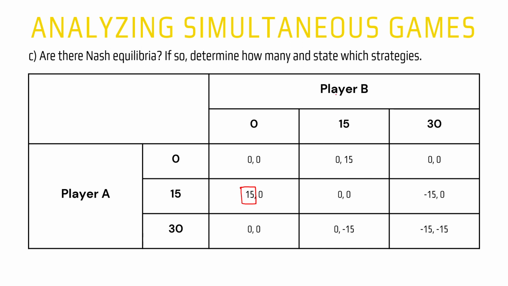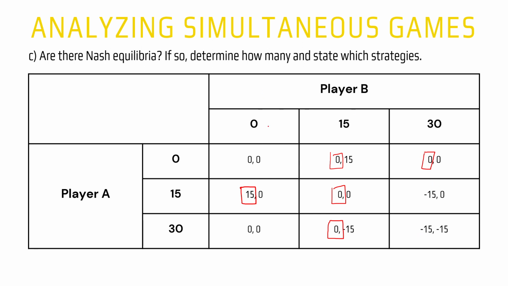But what about if player B chooses the $15 strategy? In that case, all of player A's strategies will yield a 0 payoff. So let's box all of it since they're all the same. Lastly, what about if player B chooses the $30 strategy? In this case, player A either gets a 0, negative 15, or negative 15. So obviously the best one here is the 0.